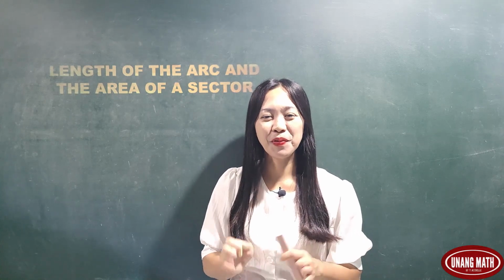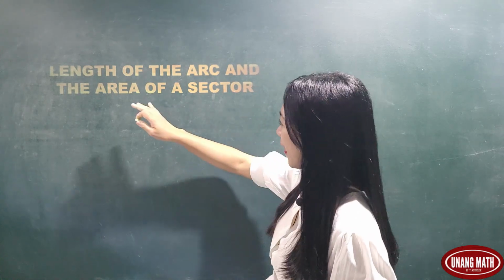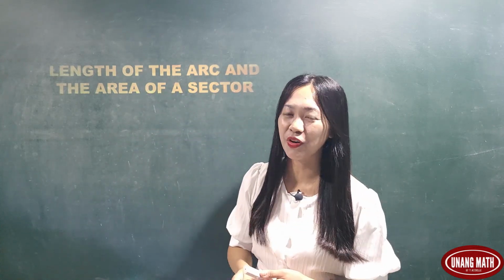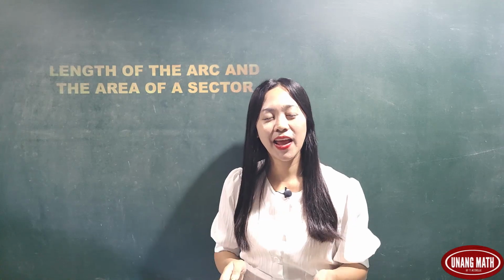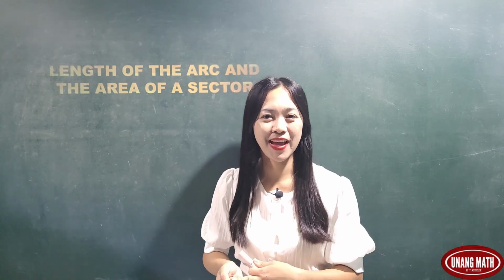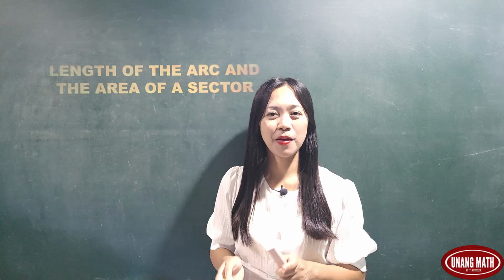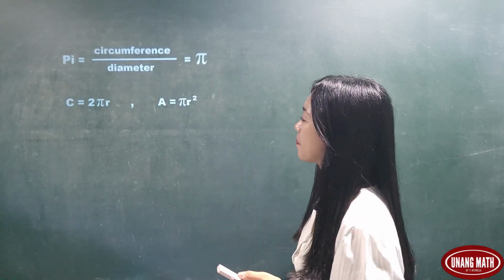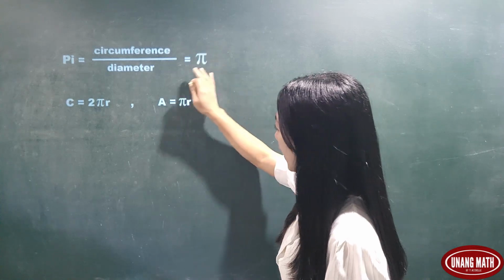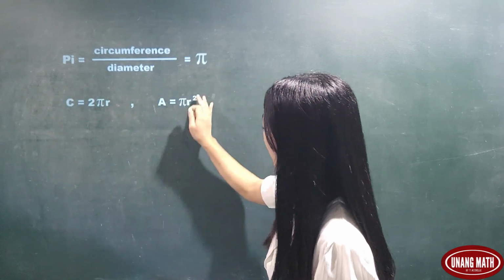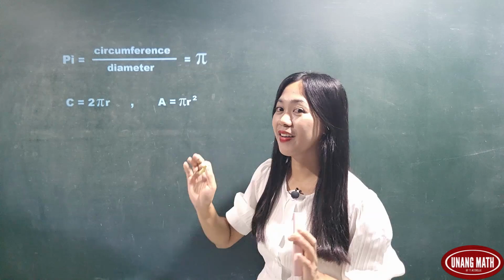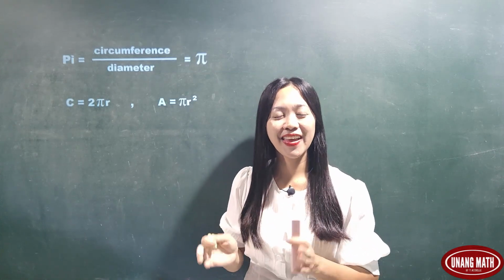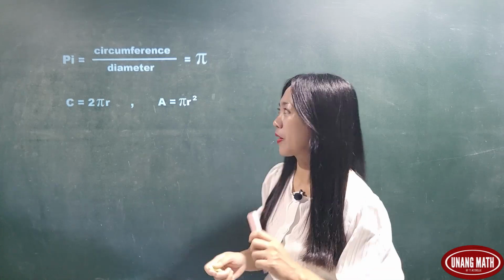In this episode, our lesson is finding the length of the arc and the area of a sector. But before we can find the length of the arc and the area of a sector, there are certain concepts that you have to recall or understand. Concepts about pi, about circumference of a circle, and area of a circle are necessary in finding the length of the arc and the area of a sector.